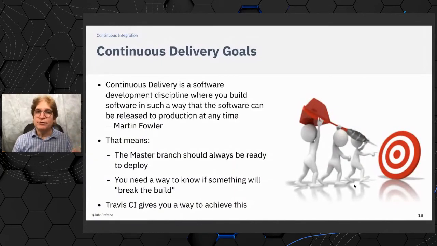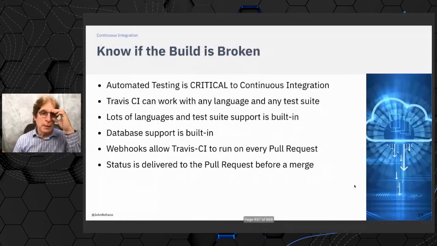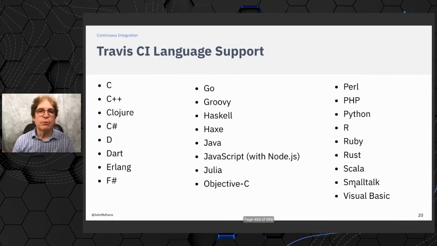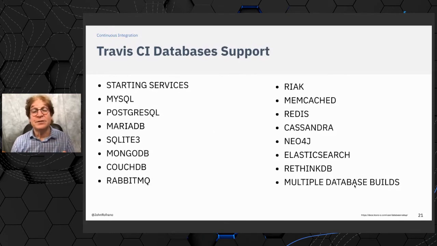So for doing continuous delivery, the master branch should always be deployable. Whatever's on master, I could always deploy. And then test cases are critical to know if you broke production. So it's really important. Travis CI supports lots of languages. Your favorite language is probably on here, hopefully. It supports lots of databases. So you don't even have to deploy a database. You can say, hey, Travis, I need a Redis database. And it will go off and create a Redis database for your test and then tear it down after your test.